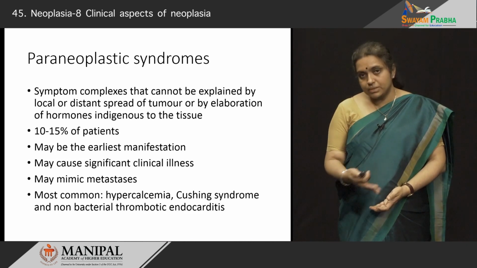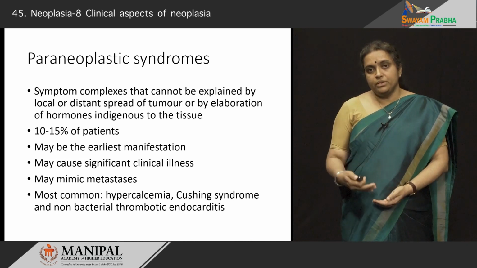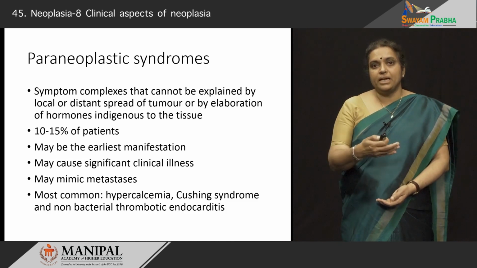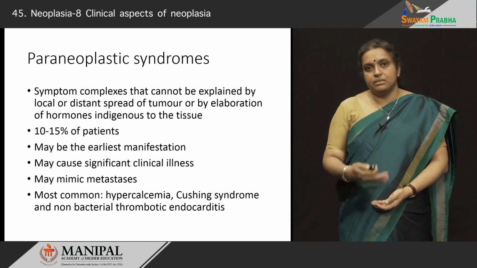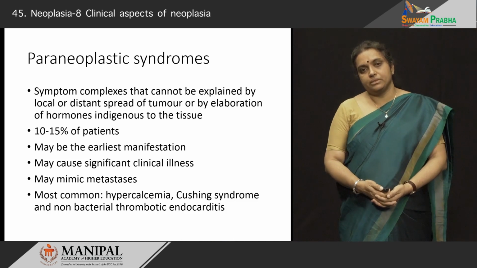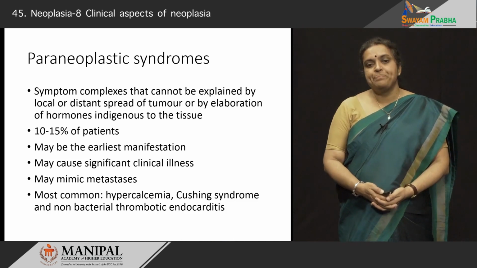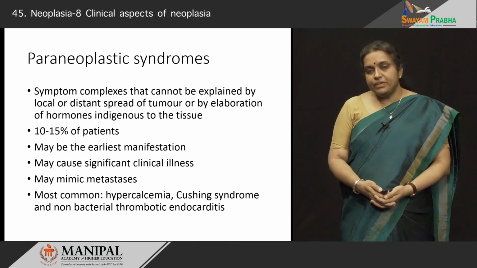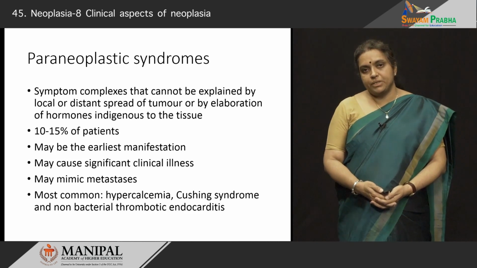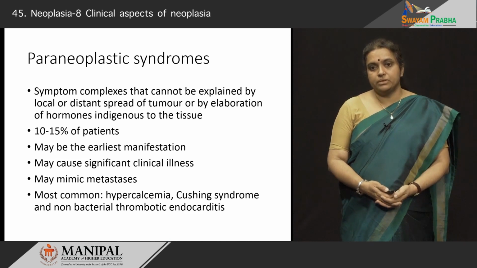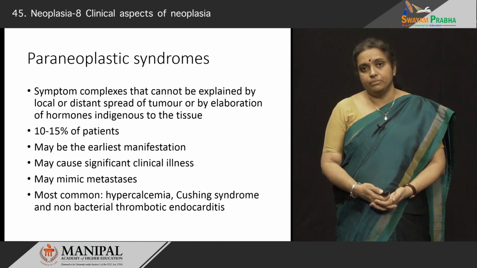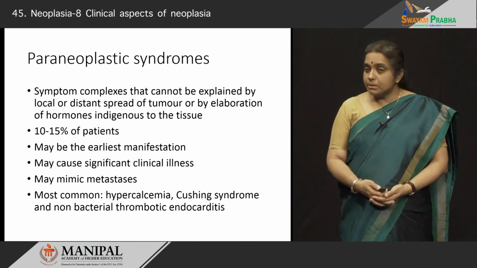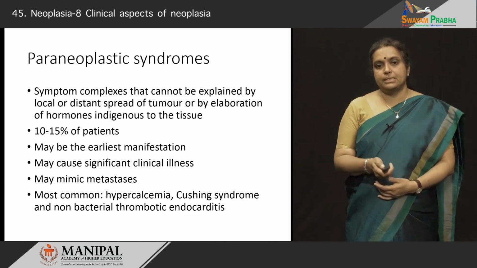The patient may present with Cushing syndrome, and we are trying to see the cause, why does this patient have Cushing syndrome, and you may pick up that there is a small lung tumor in one of the lobes of his lung. Now, sometimes these syndromes can cause significant clinical illness because of their effects. Some of these hormones can have profound effects on the body, and sometimes they may mimic metastasis.